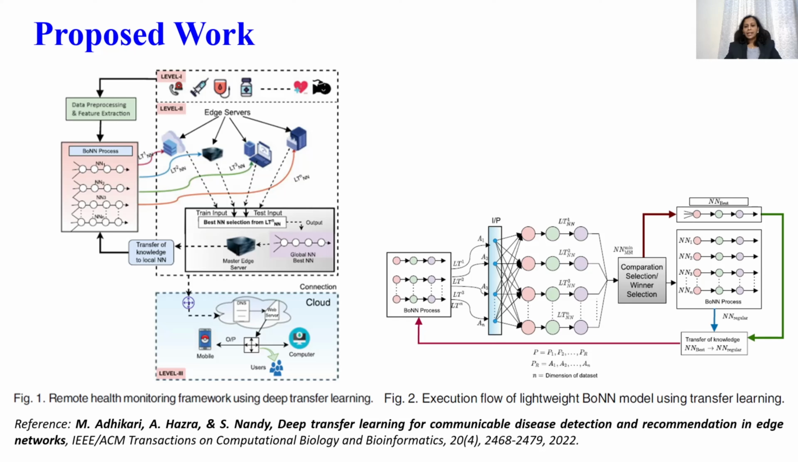The BoNN training process has two modes. In the first mode, the neural networks in the population perform the weight and bias modification based on the forward and backward error calculation, which is known as the backpropagation training. In the second mode, a transfer learning model is incorporated in the bag of neural network model that prepares a lightweight bag of neural network model by transferring the knowledge from the best performing neural network to other regular neural networks in the population.